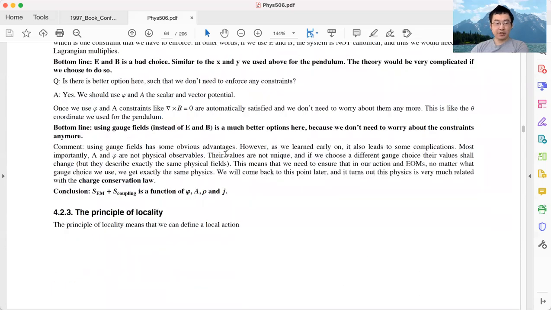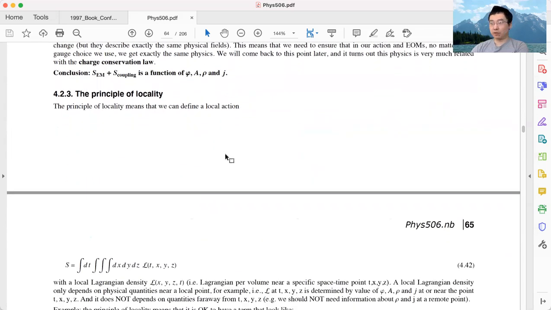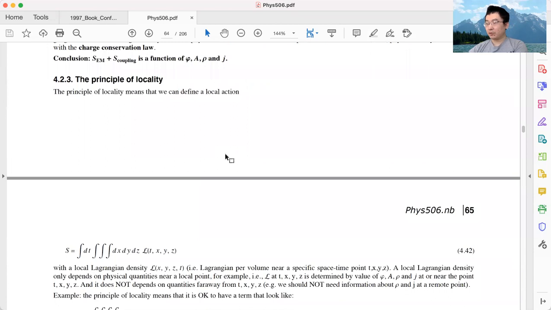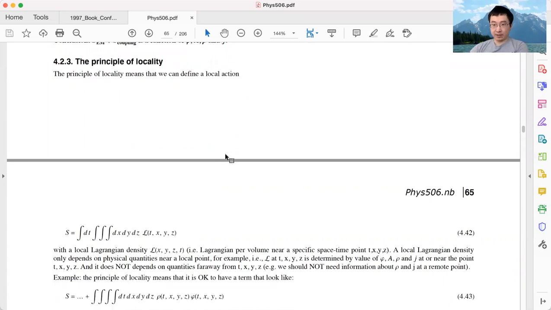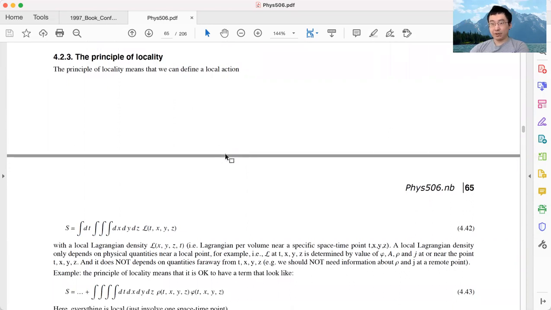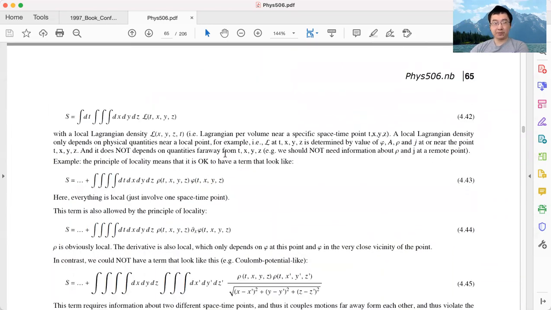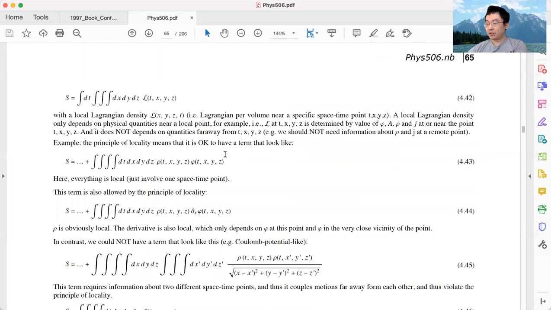And the third point is our old friend, the principle of locality. We have mentioned multiple times this principle is extremely important. It gives us lots of deep insights about the physics that E and M fields, all kinds of fields, should satisfy. So what does the principle of locality tell us if we write down the action? Let me give you the answer, then I will explain slightly later. The principle of locality tells me my action should look like this.